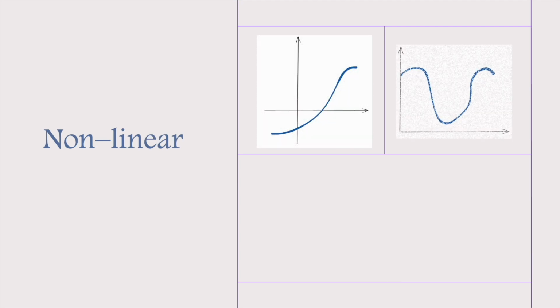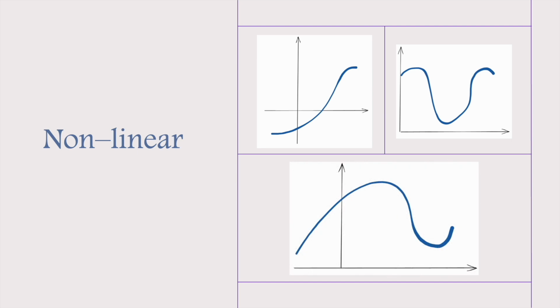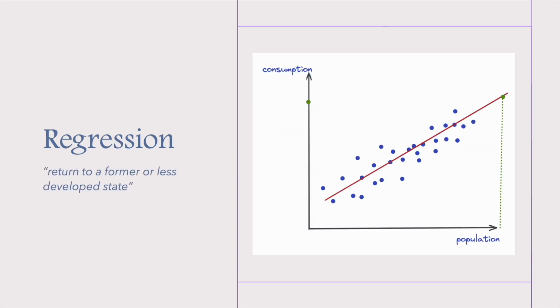So when we talk about nonlinear, it can be polynomial, exponential, sinusoidal waves. Basically, if you cannot express the function with y equals m times x plus b, then it's not linear, right? Okay, now let's look at the regression term. If you look at the dictionary, you can see that regress is to return to a former or less developed state. So it is a good explanation.